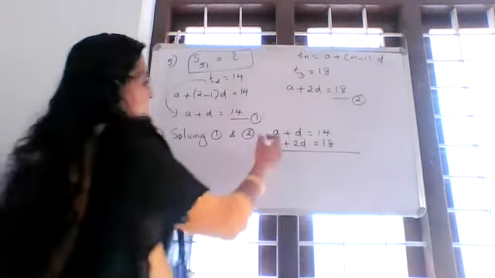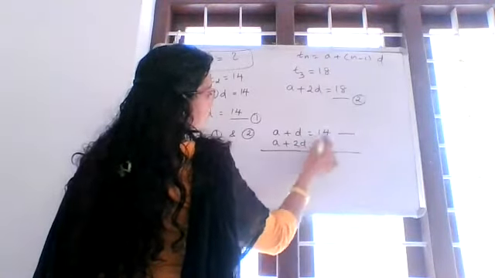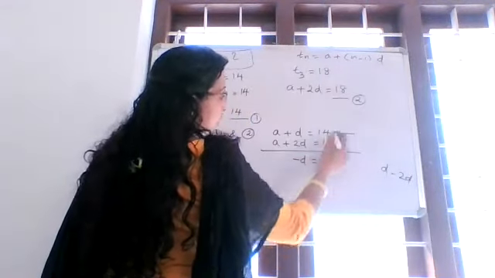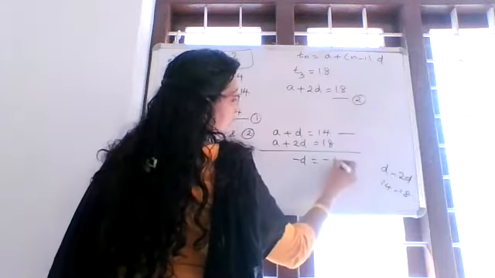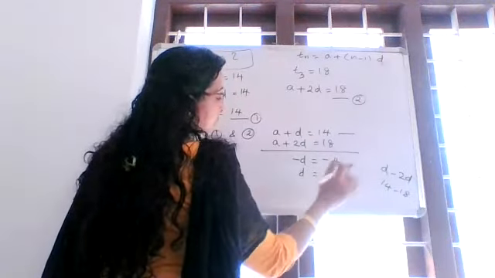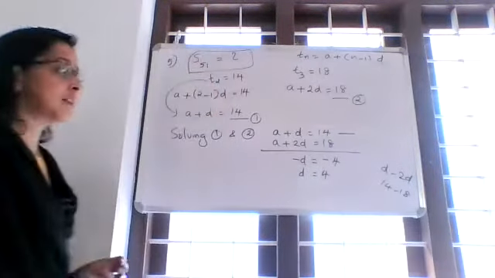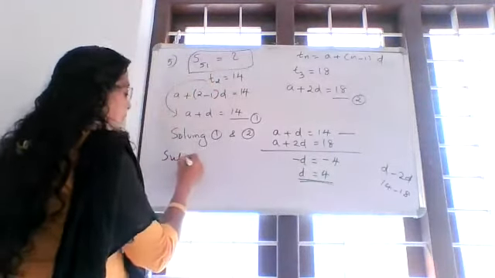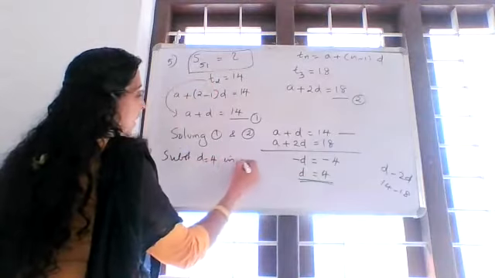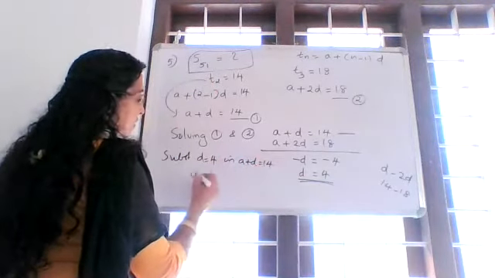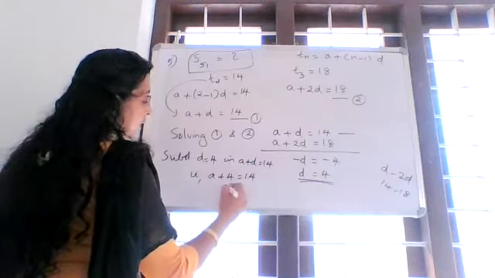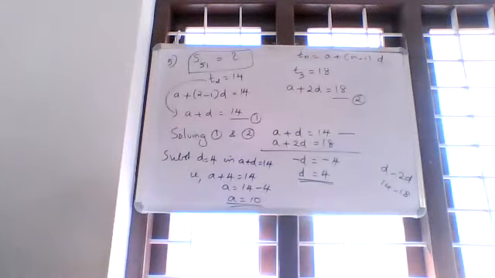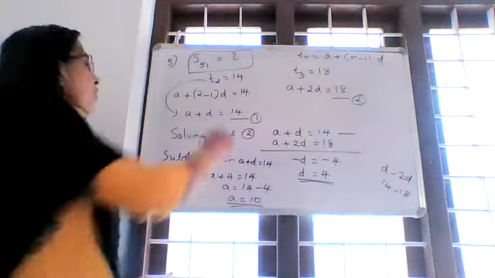Subtracting, A minus A is 0, and D minus 2D is negative D. D is equal to 14 minus 18, which is negative 4. Dividing both sides by negative, D is equal to positive 4. Then substitute D is equal to 4 in A plus D is equal to 14. That is A plus 4 is equal to 14, A is equal to 14 minus 4, A is equal to 10. We got A as 10 and D as 4. We want to find out S51.